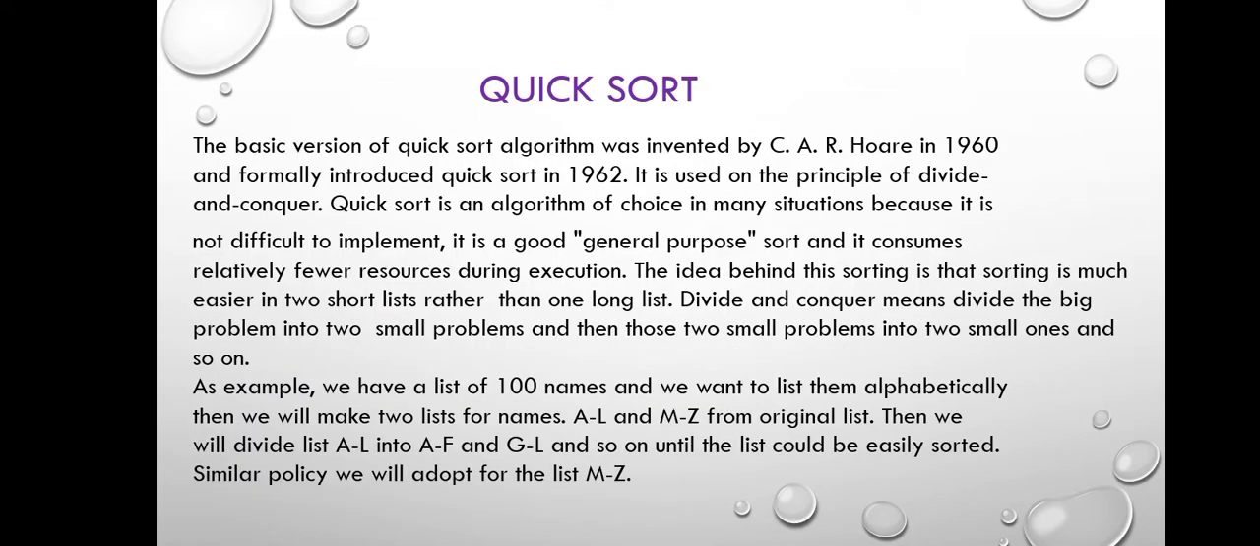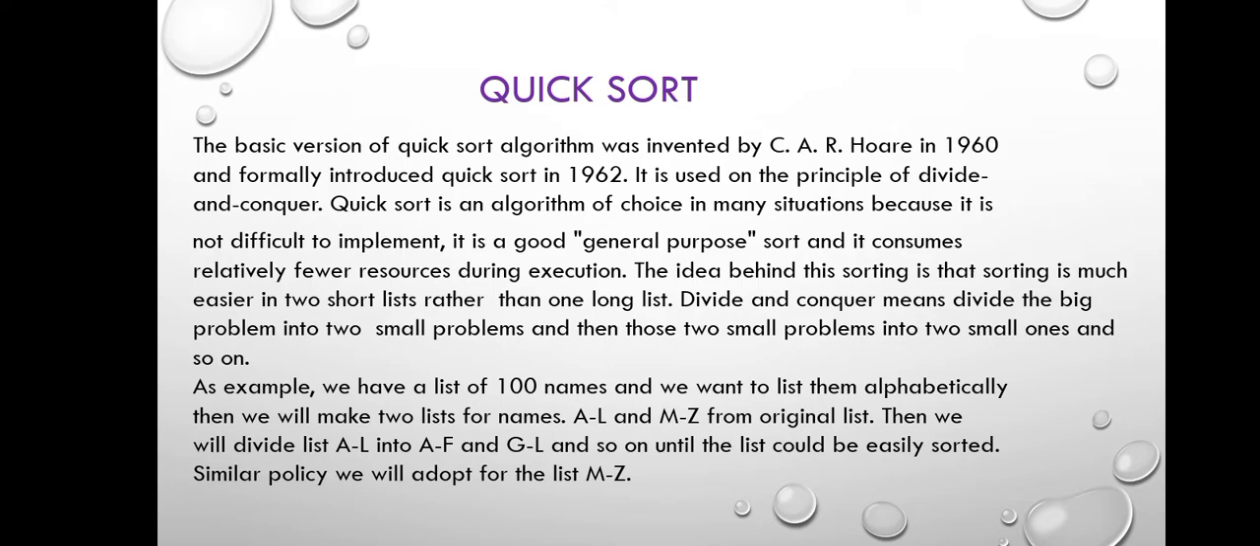Quick sort. The basic version of the quick sort algorithm was invented by C. A. R. Hoare in 1960 and formally introduced in 1962. It is based on the principle of divide and conquer. Quick sort is an algorithm of choice in many situations because it is not difficult to implement. It is a good general purpose sort and it consumes relatively fewer resources during execution.